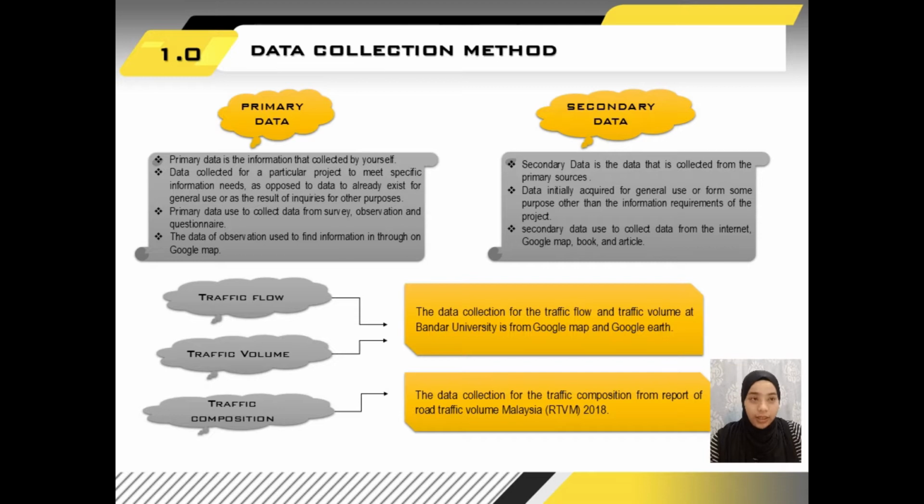For secondary data, secondary data is the data that is collected from the primary data. The data is entirely a query of general use and of some purpose other than the information requirement of the project. Secondary data is collected from the internet, Google Map, books and articles.